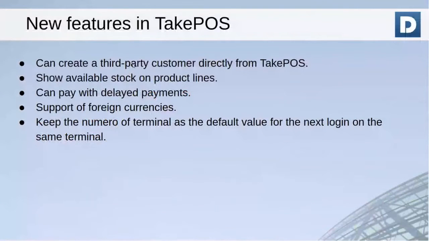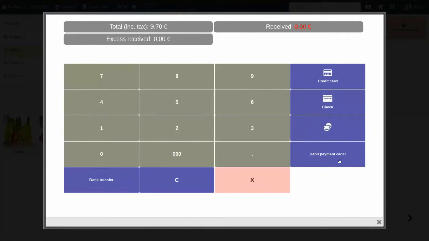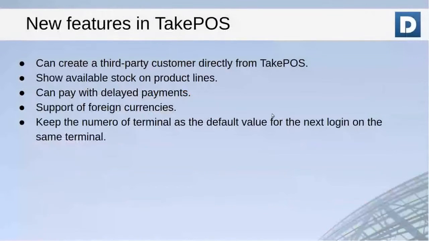And another change I missed is the payment. You can now use a delayed payment. I did not enable it, but you can have another choice of mode of payment. Instead of using credit card, check, or coin, you can use the delayed payment. It is designed for the case you want to record the payment on another software than Dolibarr. So you can record the payment into TechPOS and you just say it is an external delayed payment.